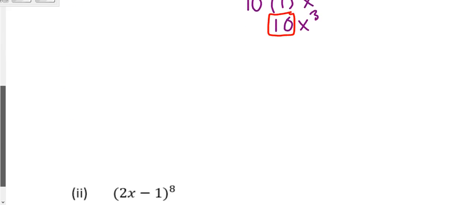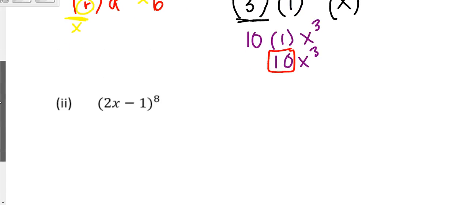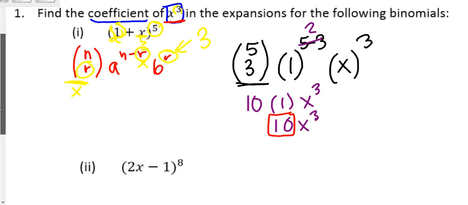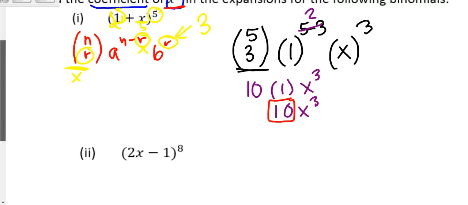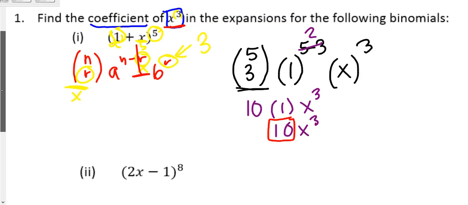The second one is very similar. Let's bring this up a little bit. Except we're going to have to work backwards a little bit more than we did in the first one. So we still want the coefficient of x cubed. Those are still our directions. But this time, the x is not in the second spot. It is in the first spot.